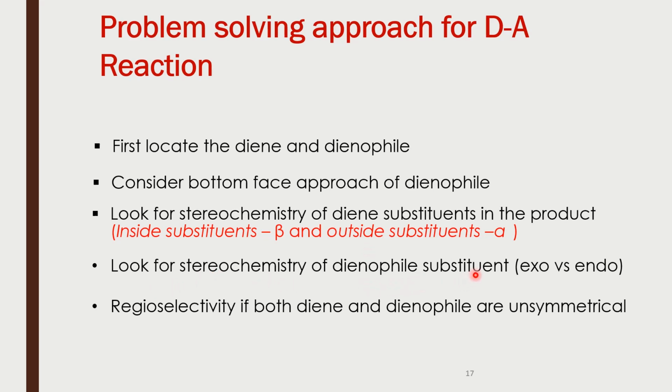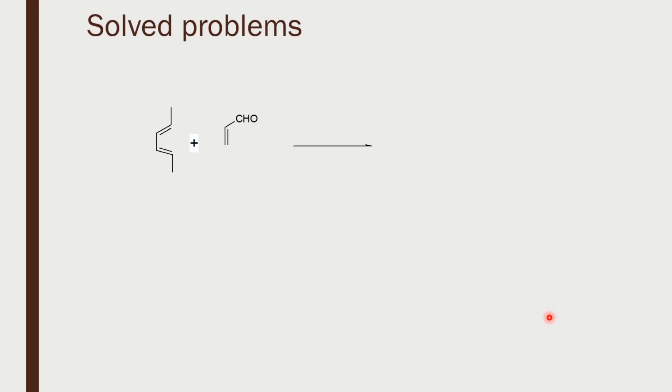If it is cis, then it remains cis in the product. If it is trans, it remains trans in the product. And you should also remember the exo versus the endo. The endo is the favored product. And regioselectivity if both diene and dienophile are substituted. So we'll see some solved examples.